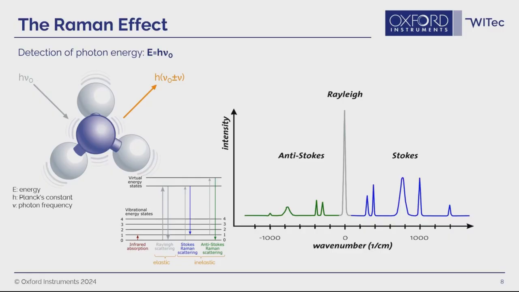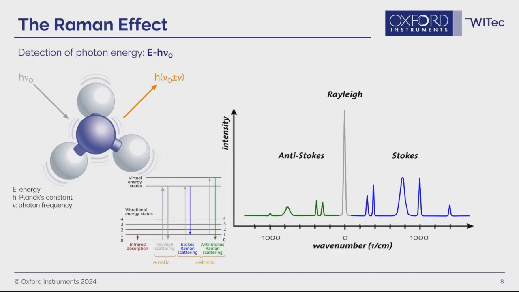Here, a virtual state is excited as well, but when it relaxes, the molecule doesn't go back into its ground state, as a molecular vibration was excited. And this energy difference can be measured. This is the so-called Stokes-Raman scattering. Here, the scattered light has less energy, so a higher wave number compared to the incident light.